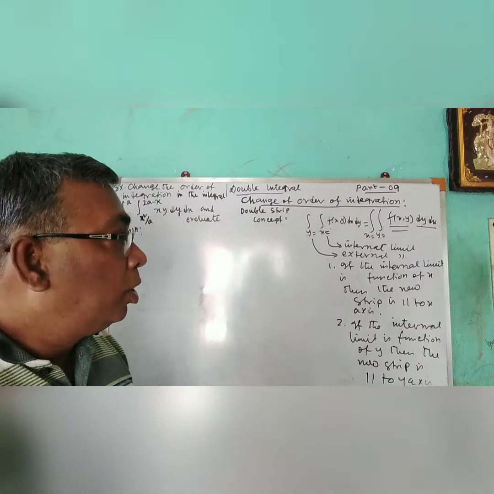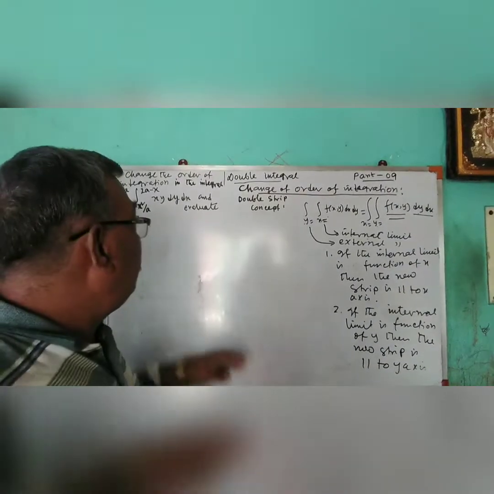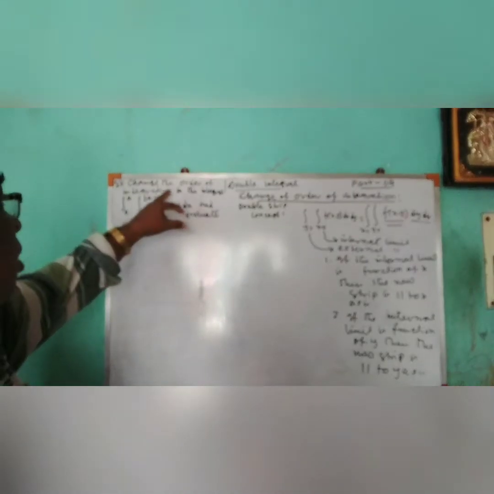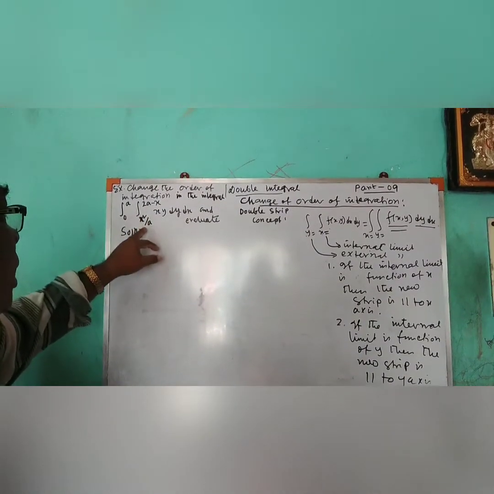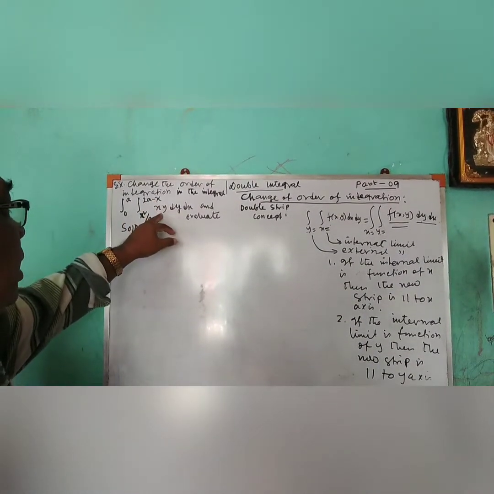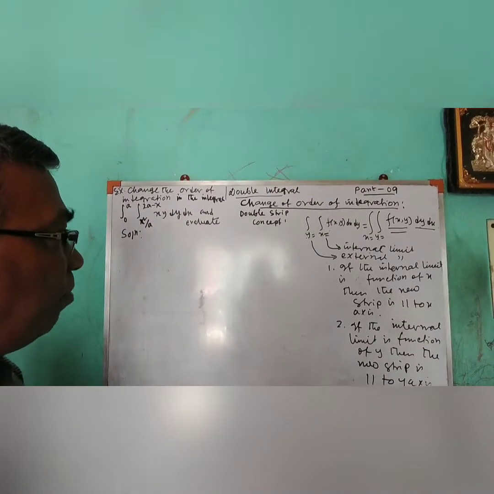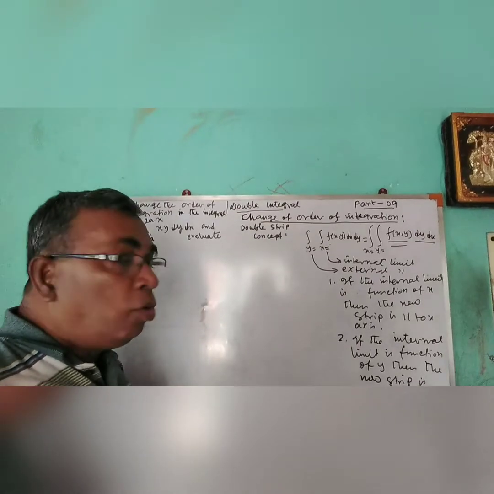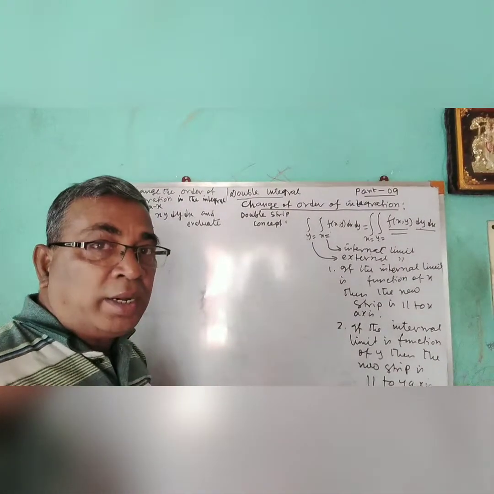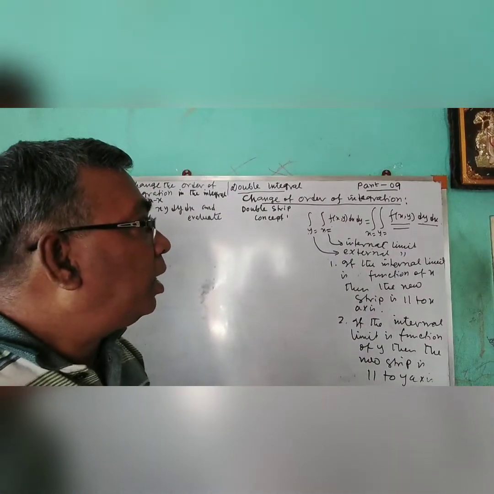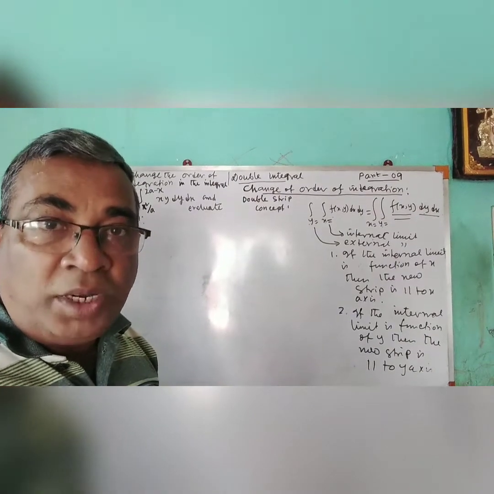Okay, so this is very important. I have taken a sum: change the order of integration in the integral from 0 to a, x square by a to 2a minus x, xy dy dx, and hence evaluate. As you know, the theory portion of change of order of integration I had given in my lecture number 6 of double integration. You can see the video.